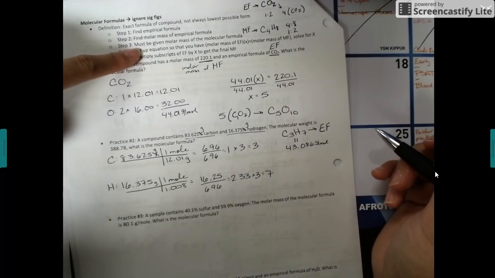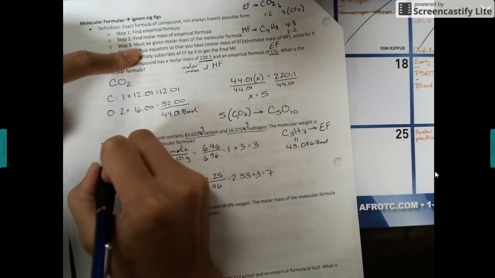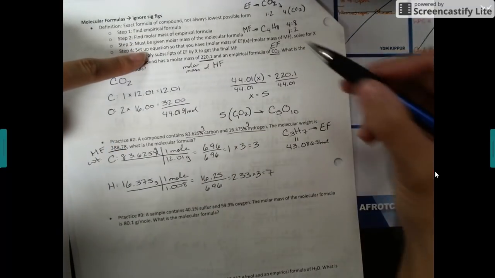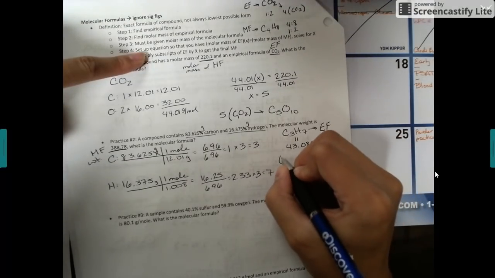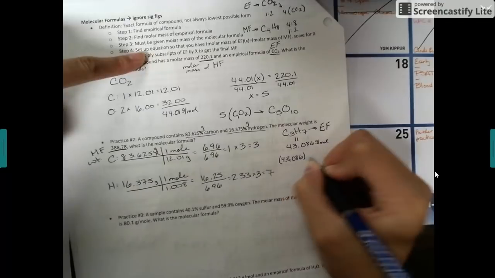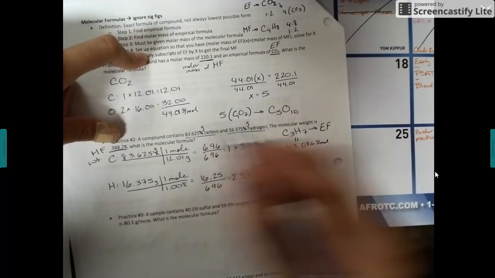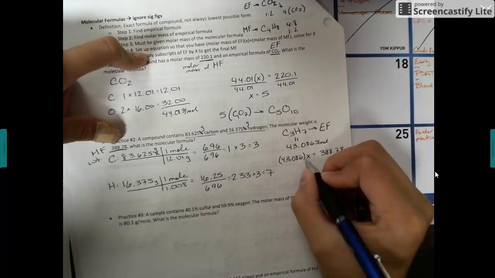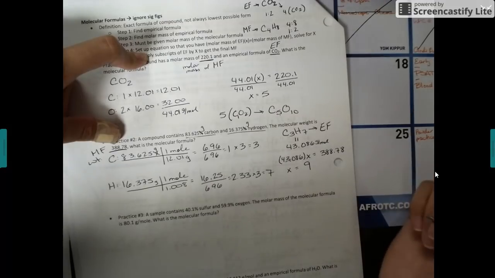Step 3, must be given molar mass of the molecular formula. It says the molecular weight is 388.78. So there it is. Molecular formula weight. Step 4, set up the equation so that you have molar mass of EF. So molar mass 43.086 of EF times X equals molar mass of MF, and that's the 388.78. I solve for X, and I find that X equals 9. It equals 8.99, I think, in your calculator, but you can just round it to 9.